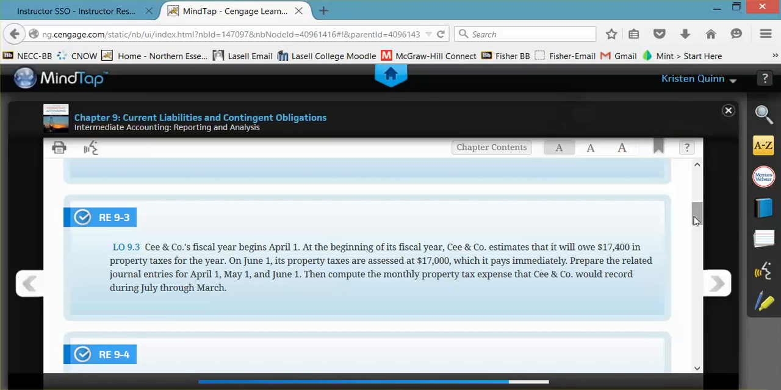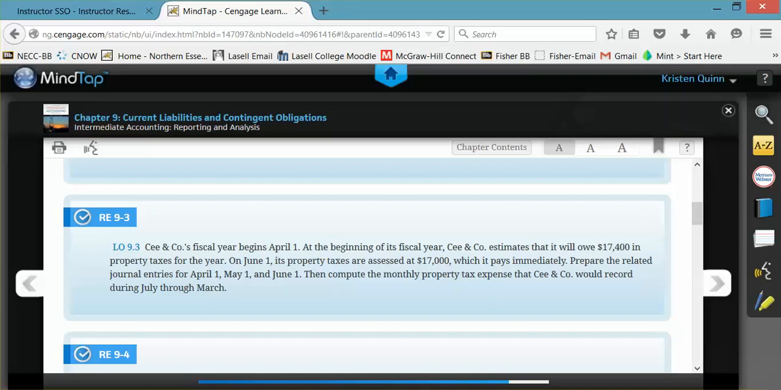So again, this is a liability that is generated because an estimate had to be made. And we have to record a liability for things such as property taxes that can be reasonably estimated, and we know that we're going to have to pay. GAAP requires us to record those.